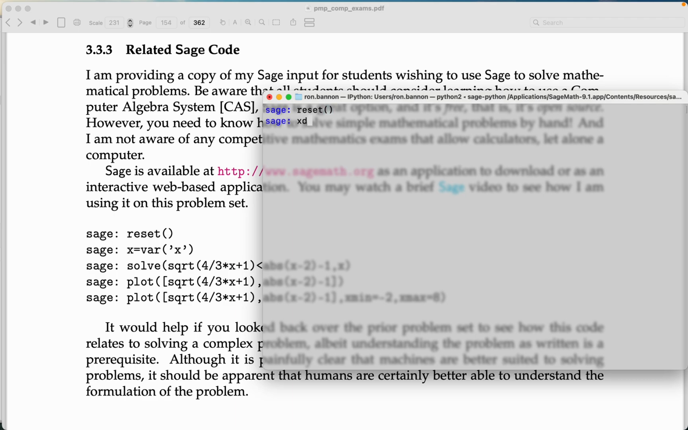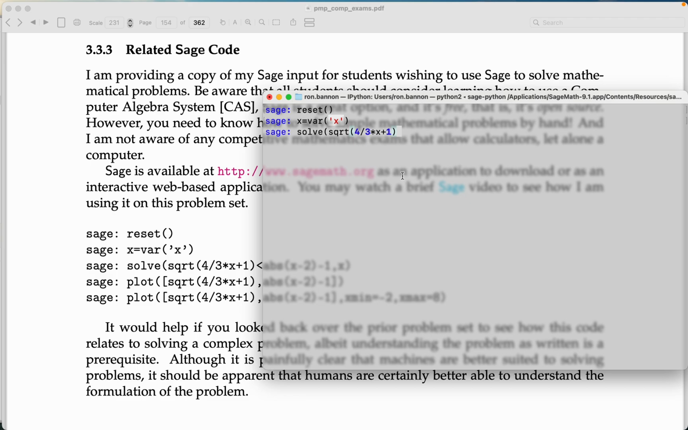So x is a variable. Again, I'm just typing in, whoops, made a mistake already. I'll look back over what I'm typing, by the way. And then I'll say solve. And what I'm going to solve is the square root, SQRT. This is an equation. It looks like 4/3, 4 divided by 3 times x, 4/3 of an x plus 1.